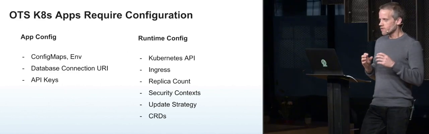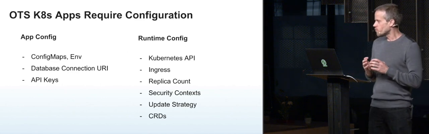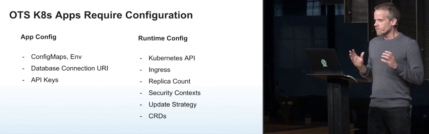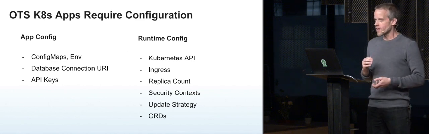I want to think about config here in terms of application config and runtime config. When thinking about how software is deployed to Kubernetes, there's a difference here. They're configured in the same place, right? We're going to all write a Kubernetes YAML, a manifest, or a lot of manifests that control all of this.